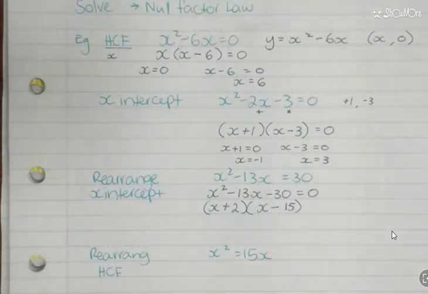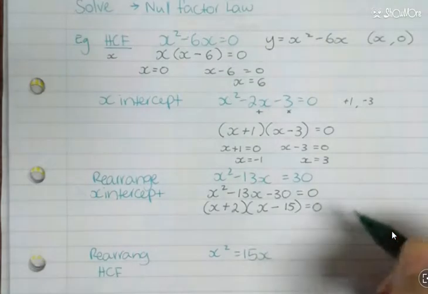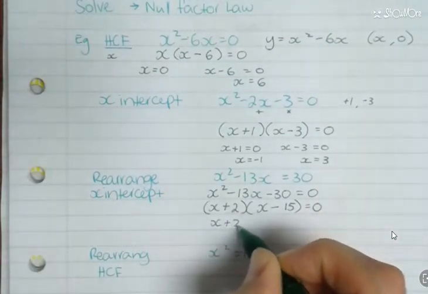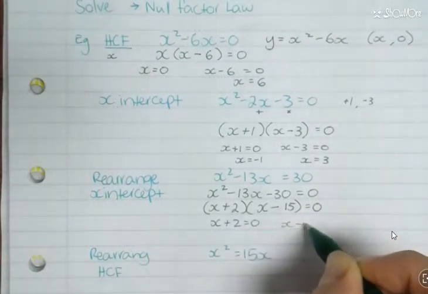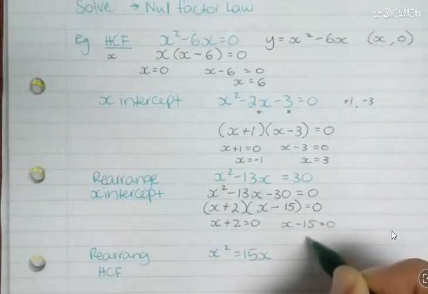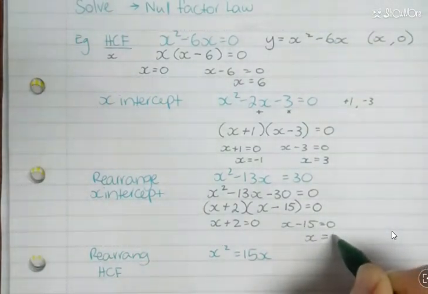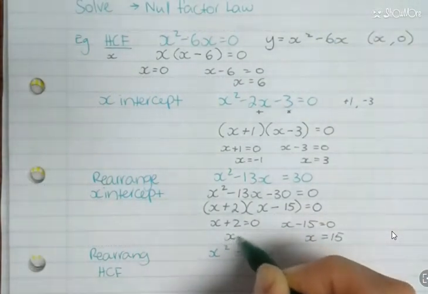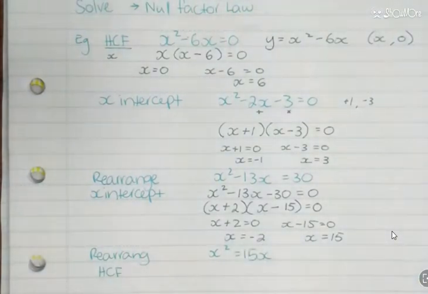So again, we've got to finish solving it. So all of this is equal to 0. X plus 2 must be 0. X take 15 must be 0. So X intercepts in this case are going to be at 15 and negative 2. Okay, because that's what we're showing each time, what the X intercepts are.